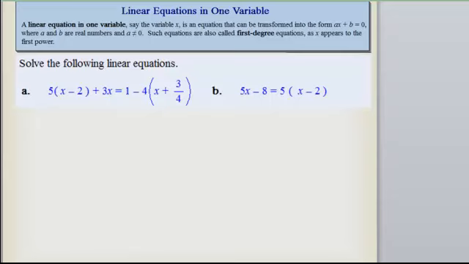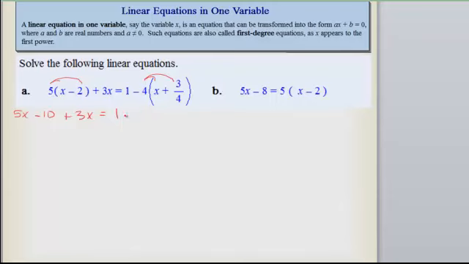Okay, let's go ahead and try to solve some equations. So on this first one, we need to distribute to get rid of all of the parentheses. That's what we want to do first. So we'll have 5x minus 10 plus 3x equals 1. Now we'll distribute that negative 4.